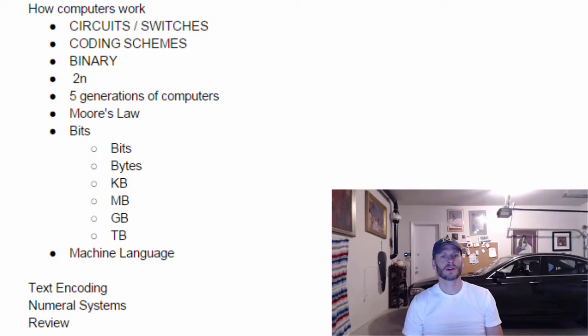So we're going to learn how computers work in this video. Some of the things we're going to cover are circuits and switches, coding schemes, binary, 2 to the power of n. So that's 2 to the power of n, not 2n, even though that's not up at the top. 5 generations of computers, Moore's law, bits, bytes, kilobytes, megabytes, gigabytes, and terabytes.